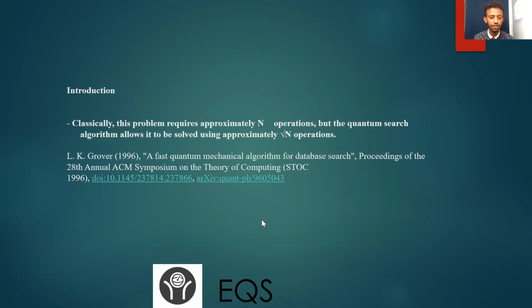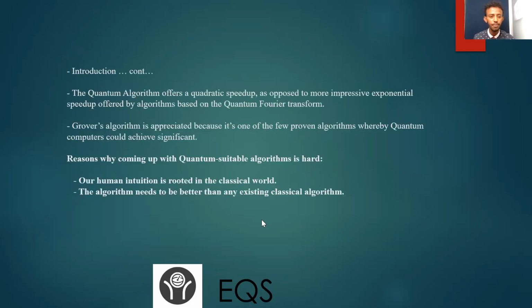This is a reference to the paper in which Lov Grover proved that a quantum mechanical algorithm would have a quadratic advantage over a classical algorithm when it comes to unstructured database search. Grover's algorithm is appreciated because it's one of the few proven algorithms whereby quantum computers could achieve significant advantage over their classical counterparts.